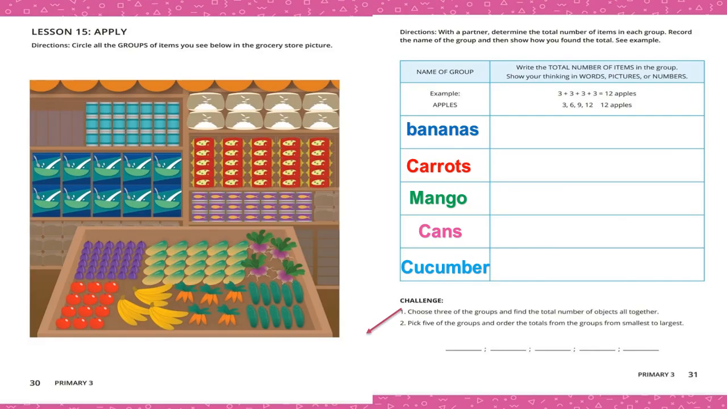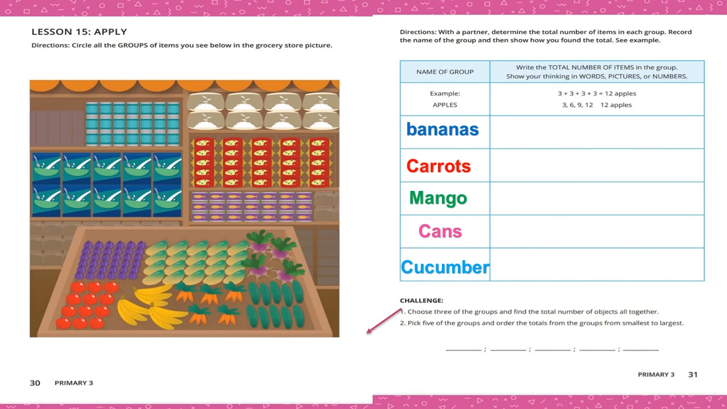Now open your book page 30 and 31. Lesson 15. Circle all the groups of items you see below in the grocery store picture. We have some groups of items. The next page, determine the total number of items in each group. Record the name of group and then show how you found the total.